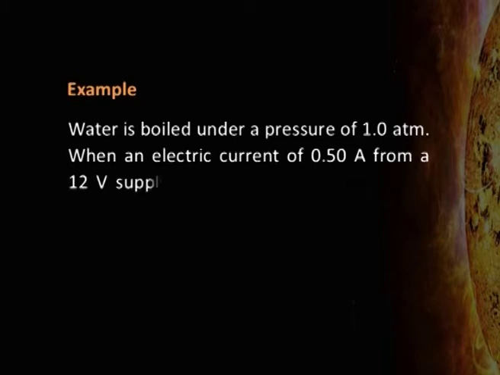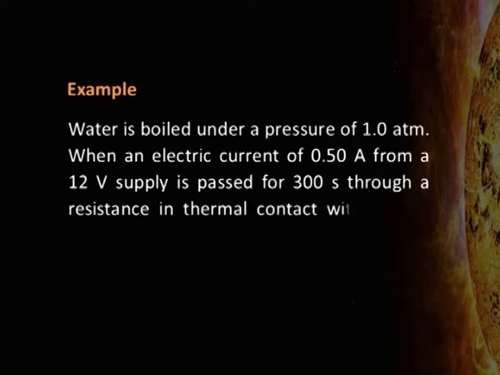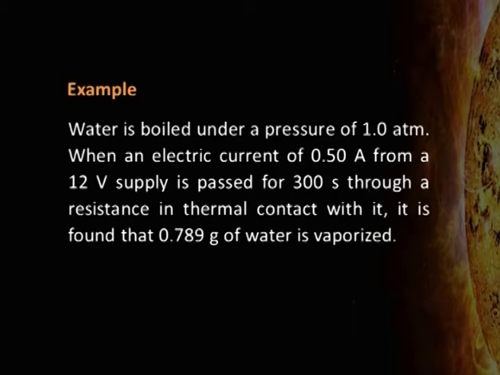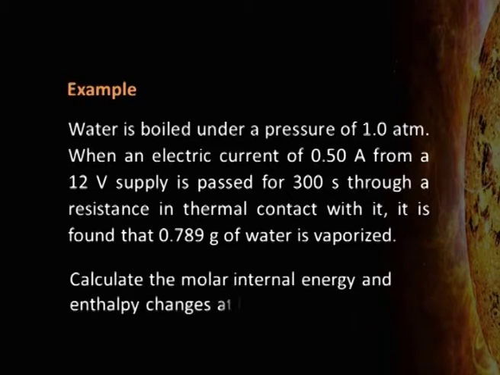For example, during boiling of water. There is an example to understand these calculations. Water is boiled under a pressure of 1 atmosphere. When an electric current of 0.5 amperes from a 12 volt supply is passed for 300 seconds through a resistance in thermal contact with it, it is found that 0.789 grams of water is vaporized. Calculate the molar internal energy and enthalpy changes at boiling point, that is 373.15 Kelvin.